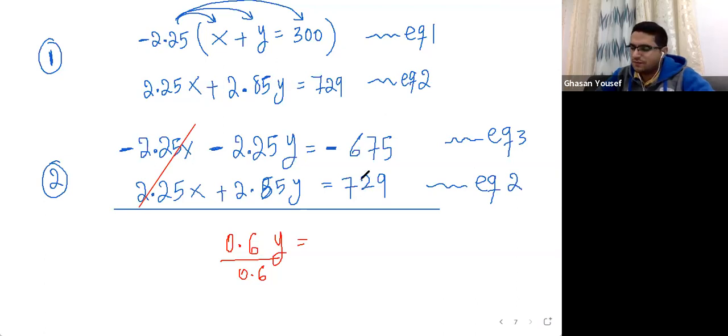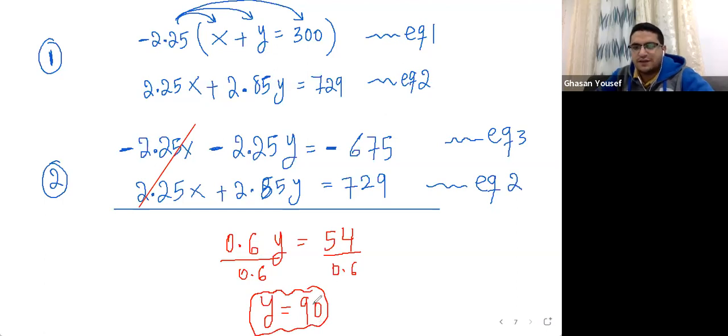So now subtract. How much do you get? 54, right? Did you get 54? So y equals 90 gallons. So the y value is 90. So correct now. By the way, this is a word problem. Now this y is 90 gallons. Now I need to find the value of x.